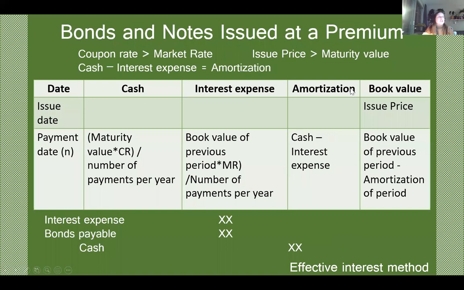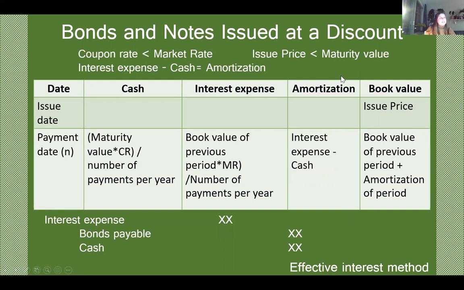For bonds issued at a premium, the same calculation is done for the cash and interest expense, but here you're going to see that your cash amount is going to be greater than your interest expense because your rates are not the same. And so you're going to have an amortization amount that you're going to come and reduce from your book value of your bonds payable. And your journal entry is going to be your interest expense, bonds payable that you're going to come and reduce by your amortization amount, and then cash.